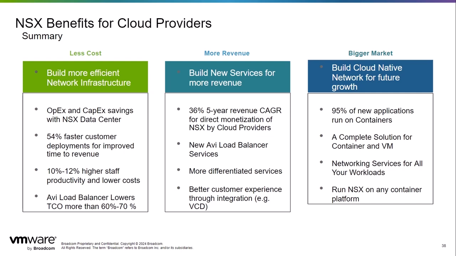It allows you to build new services for more revenue. It can provide a 36% 5-year CAGR for direct monetization of NSX by cloud providers, provides Avi load balancer services, which we again will get into later. It allows you to build more differentiated services and to provide a better customer experience through integrations such as VCD. It also allows you to build a cloud native network for future growth.